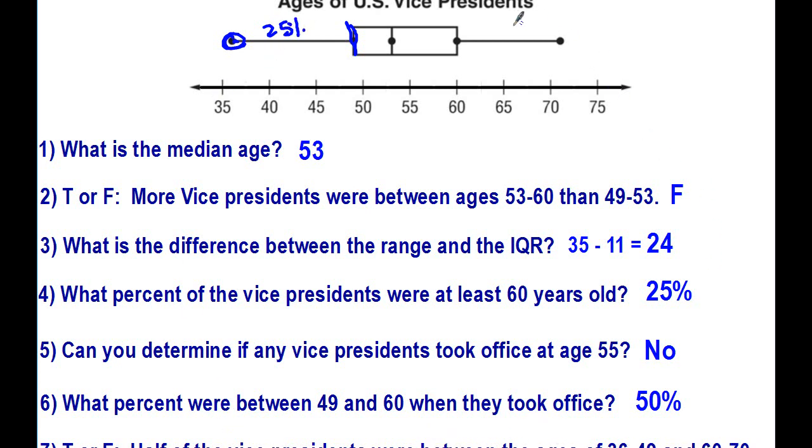Then 60 to 70. Here's 60. And here's 70. Does this also represent 25%? No, because they tricked you here. Because the maximum is probably about 72. It's more than 70. That's why this one is false. It's because of the 70 number.